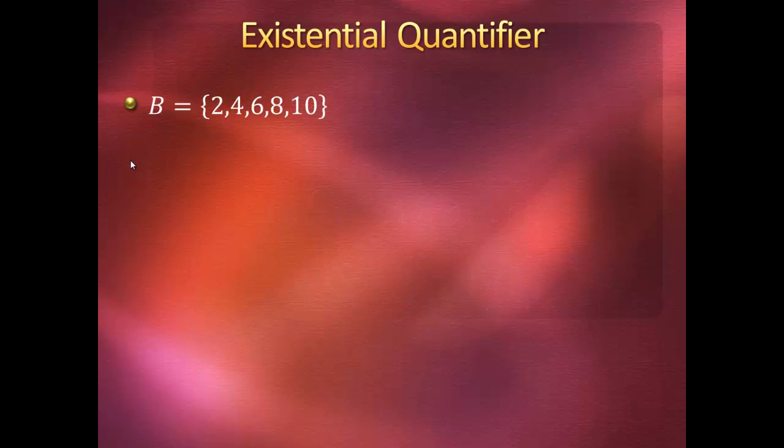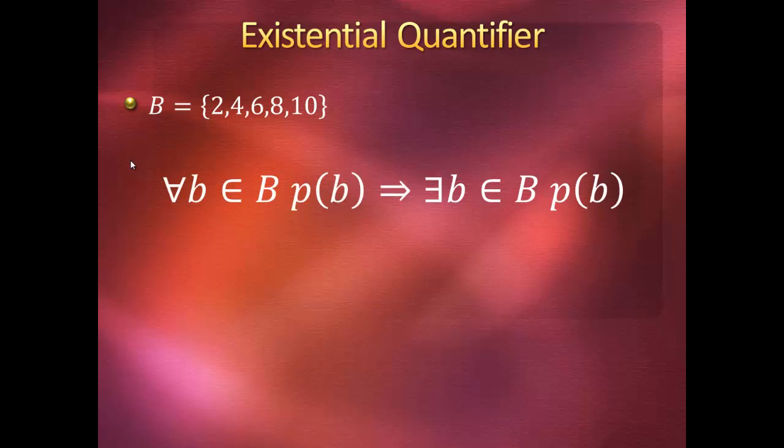Now, look again at set B. Is it true that there exists a little b in B such that P of little b is true? Absolutely. We just said that P of little b is true for all little b in B. It would seem that the truth of a universal quantifier automatically guarantees the truth of an existential quantifier, wouldn't it? As it turns out, this is in fact true. We say that something being true for all x is a stronger statement than something being true for some x.